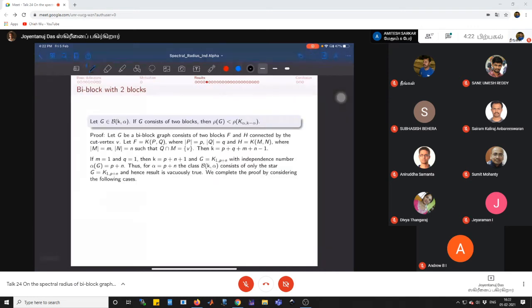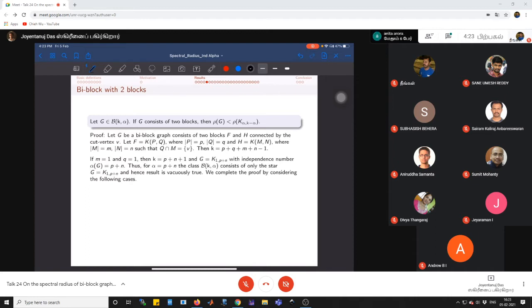So next, the statement is: suppose G is a graph in the class of all biblock graphs with k vertices and independence number alpha. Then if G contains two blocks, the spectral radius of G is strictly less than the spectral radius of K(alpha, k minus alpha).